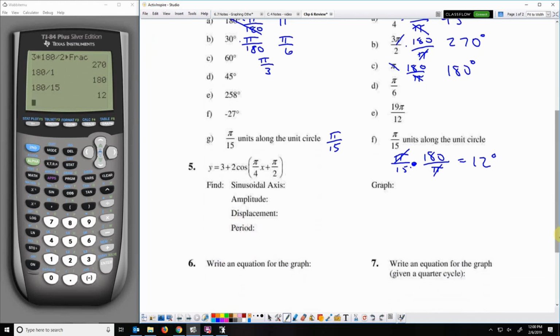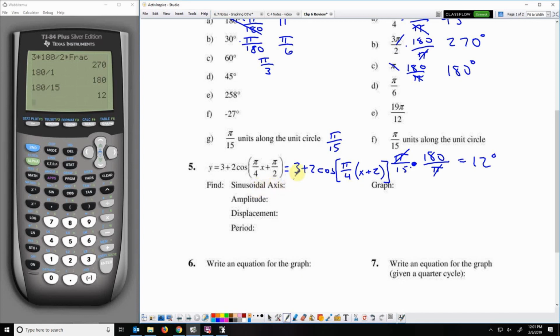All right, next we've got an equation that we want to graph on our test. We're going to have the factored form of this, so it's going to look like this. 3 plus 2 cosine, and then that pi over 4 is factored out, and that's x plus 2, and the factored form is 2.